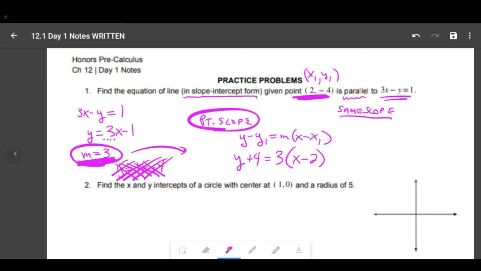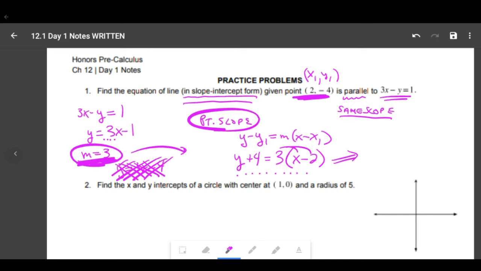And this is a perfectly good answer in most instances. A lot of times in calculus, they'll tell you just to leave your answer like that. So if you leave your answer like that, awesome. The problem is they specifically said slope-intercept form. So you've got to go through the process of solving for y. So distributing the 3, subtracting the 4.